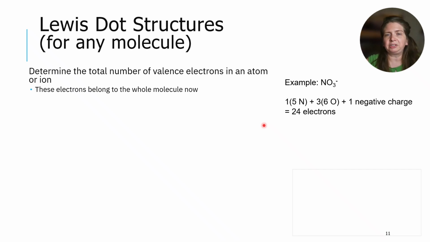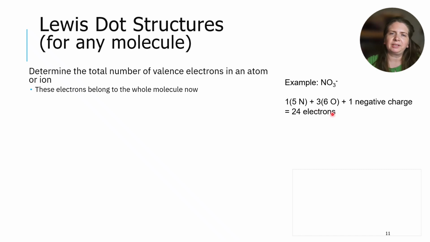Now let's learn a general procedure for drawing Lewis dot structures. This method works for any molecular compound as well as many polyatomic ions. Our example will be the nitrate ion, NO3 with a 1- charge. The first step is to determine the total number of valence electrons. Nitrogen contributes 5 valence electrons, and each oxygen atom contributes 6 valence electrons. There are 3 oxygen atoms.